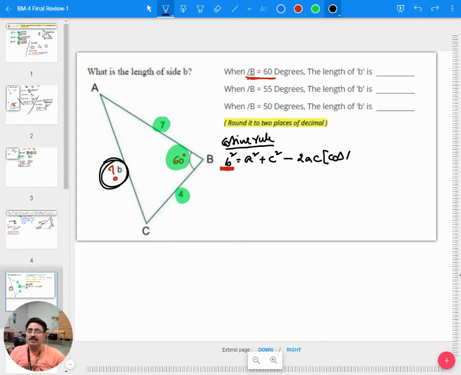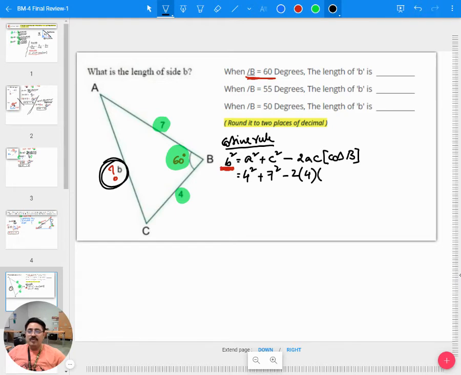So that is cos B. Now let's plug in these values. What is side a, the side opposite to angle A? It is 4. Therefore 4 squared plus c squared, the side opposite to angle C, which is 7. Therefore 7 squared minus 2 times a value, just now we noticed that it is 4, and what is c value? It is 7.